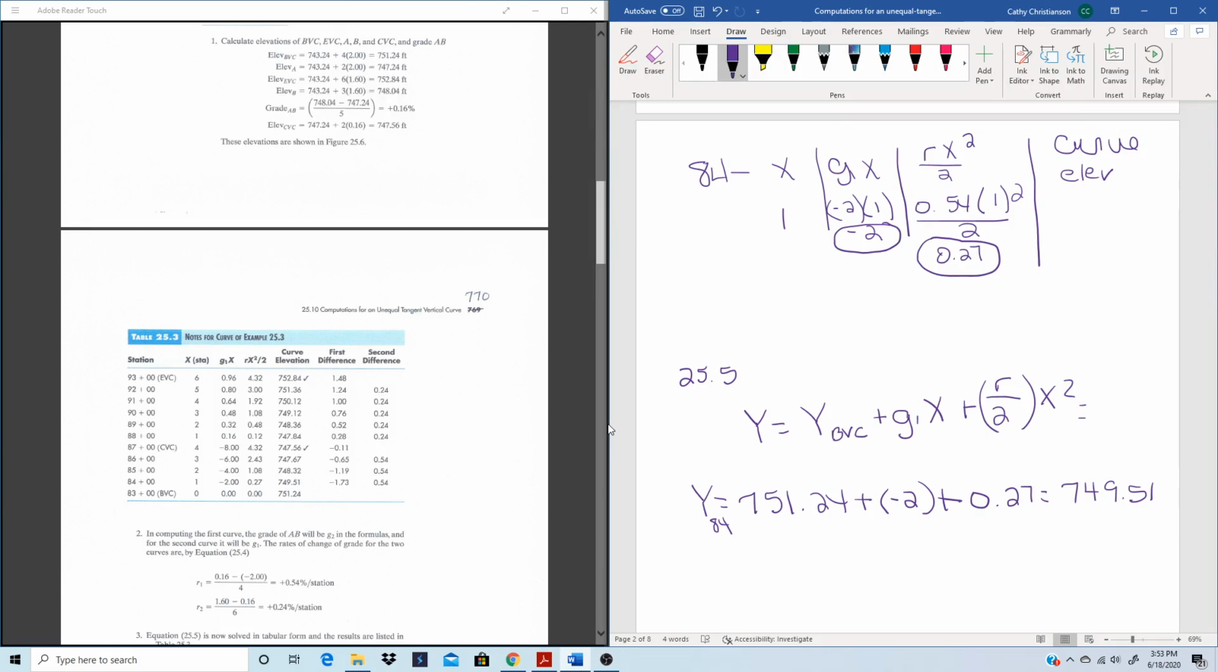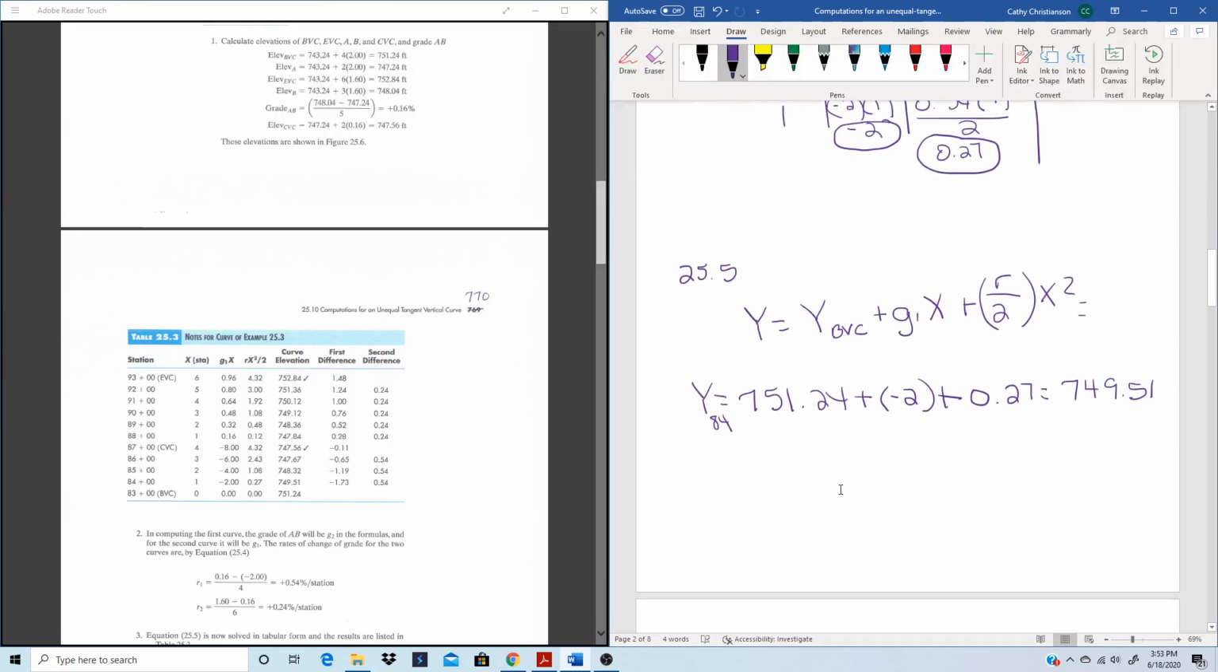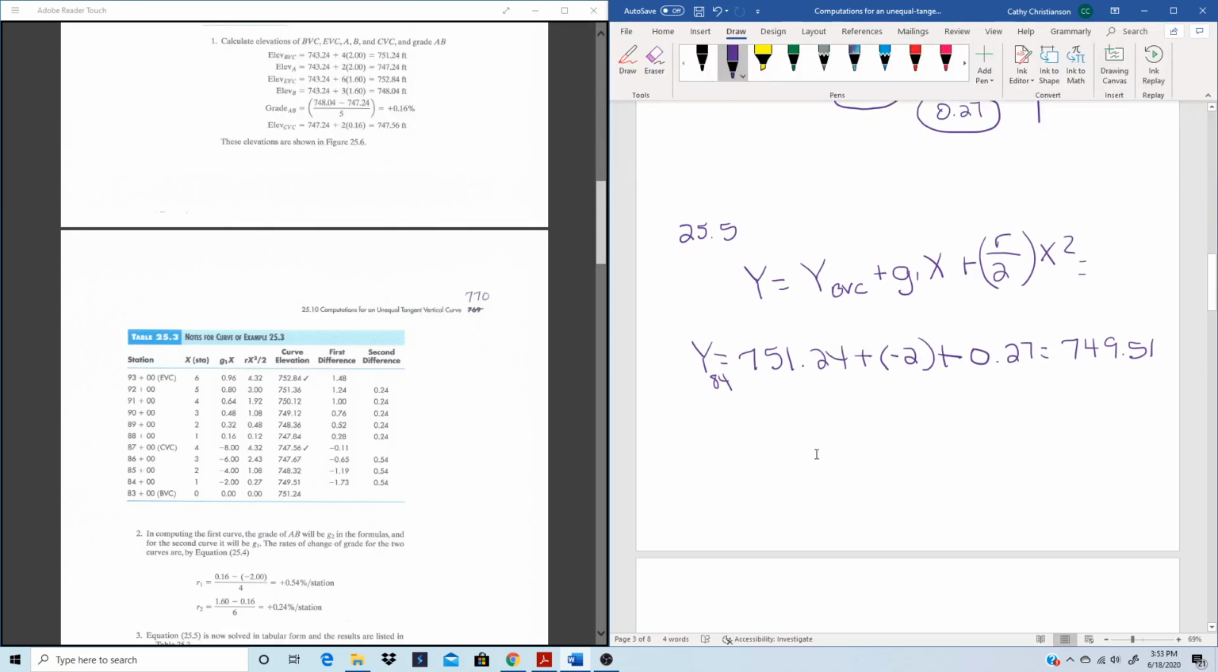So you just keep all your signs. Don't make the mistake. I've had some make the mistake where they add the x in there. You don't add the x. You only add the second column, which is your g1 times x, because here's the formula. It's the beginning vertical curve elevation plus g1 times x plus rx squared divided by 2, which will be these two columns. So you can either set it up in a chart form, or if you want to go back and figure each one out, kind of like what I did right there, you can.